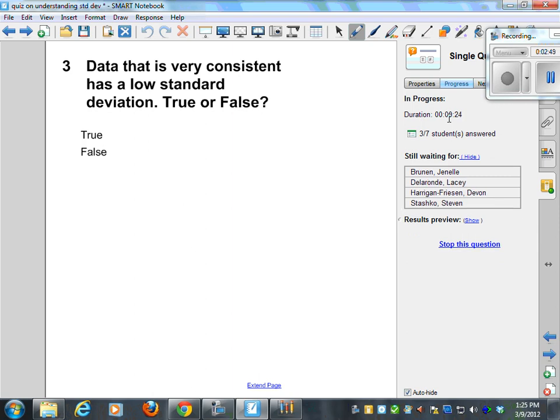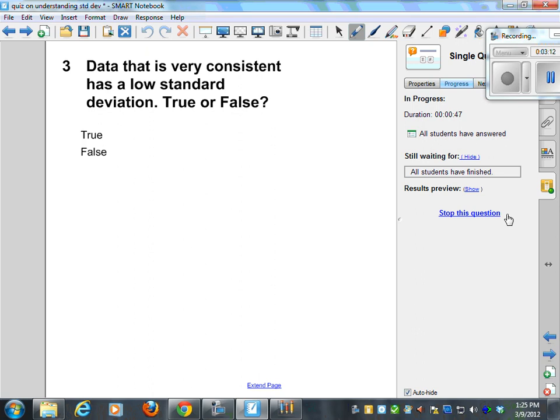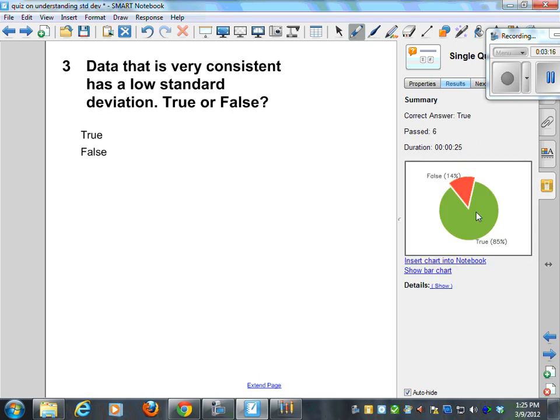Low. Don't know, Lacey? Just waiting for one. Very consistent. Low standard deviation. No, I'm not pressuring you. Oh, did you? I apologize.